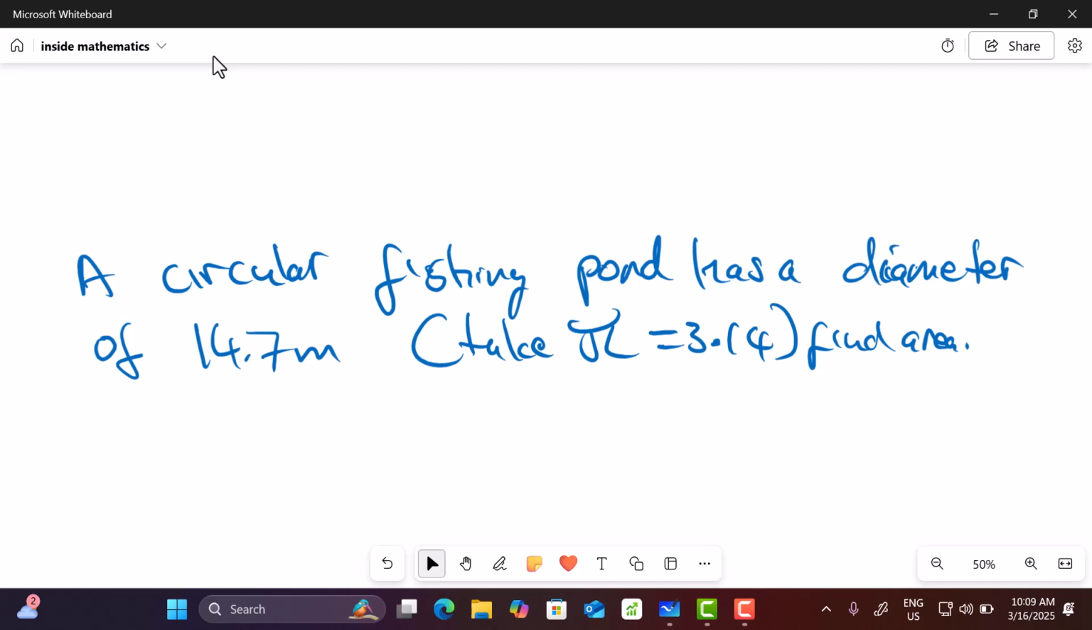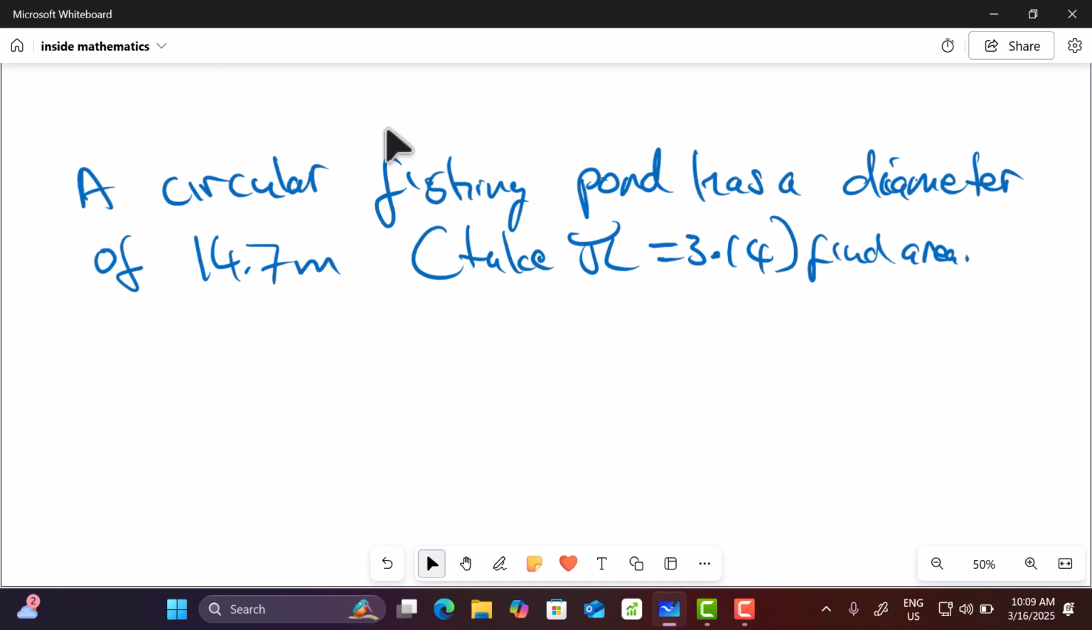So here is our question, a general question asking about a circular fishing pond which has a diameter of 14.7 meters, and we are asked to take pi as 3.14 to find its area.